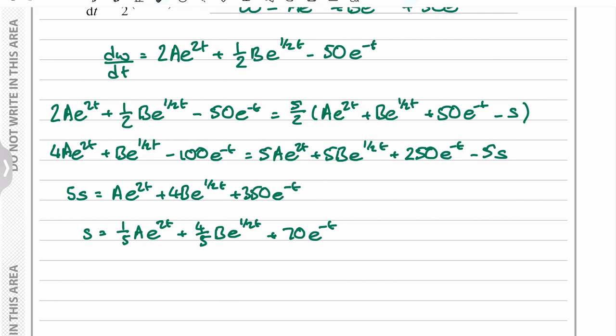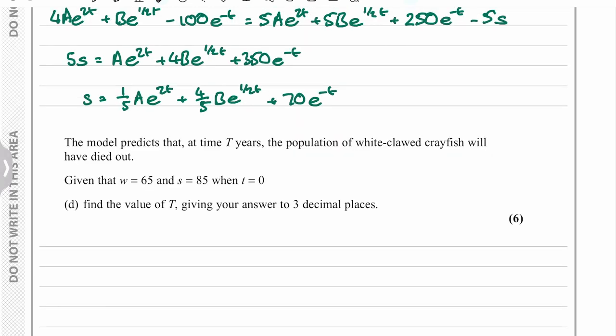If we look at part D, the model predicts that at time T years, the population of a white-clawed crayfish will have died out. And we're given that W will equal 65, S will equal 85, when T equals 0. And then we need to use this to find the value of T.